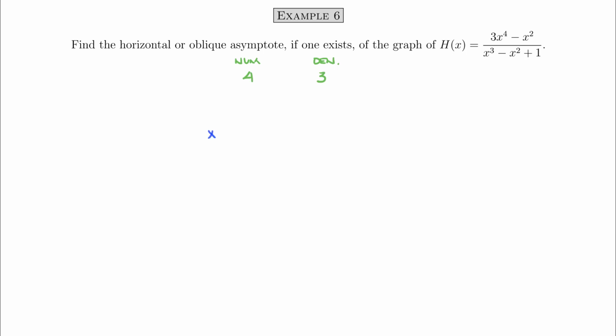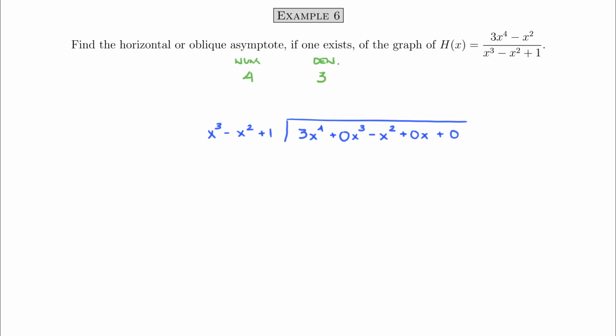So let's take x cubed minus x squared plus 1, and we're going to divide it into our function 3x to the 4th minus x squared. Now we want to have every power represented, so it has to go in descending order of powers. We do not have an x cubed term, so we'll just put 0x cubed. We have our x squared term. We do not have a linear term, so plus 0x, and we don't have a constant, so we'll put plus 0. We've not changed the value of the function at all. We've just rewritten it to make the division a little bit cleaner as we go.